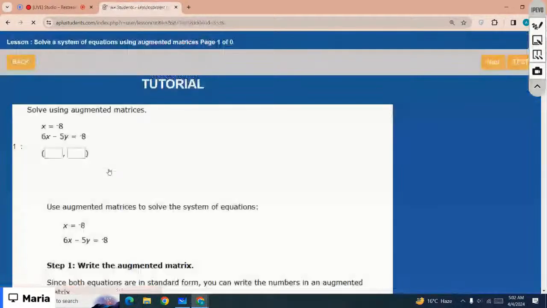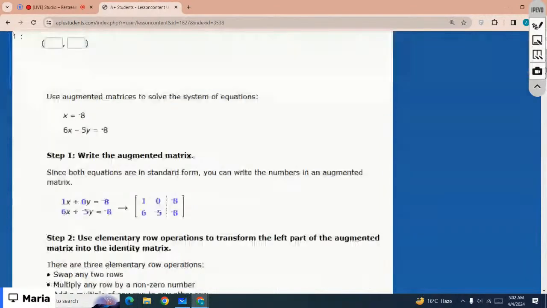Okay, so let's just start with the first example. You are given the equations x equals negative 8 and the other equation you are given is 6x minus 5y equals negative 8. First thing is you have to write down the augmented matrix. You are given the equations. How do we write the matrices? So here it is, right?